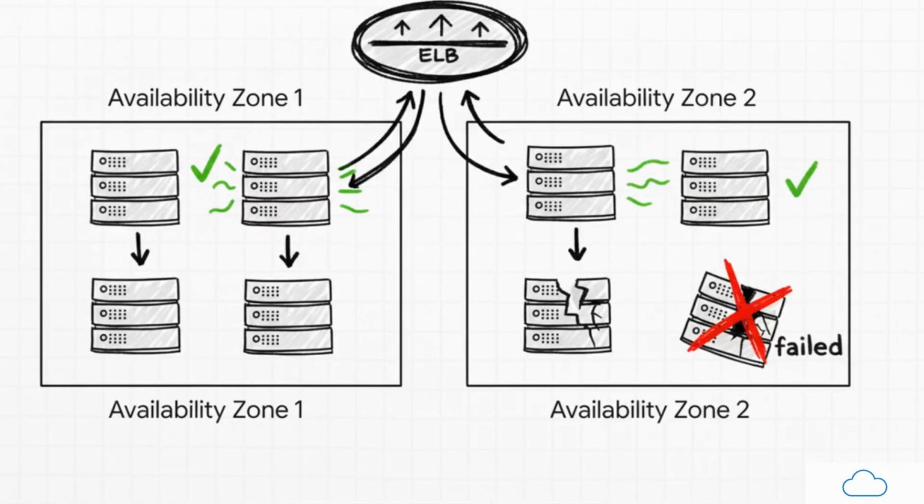And here's the key part for your exam. The ELB gives you resilience by spreading traffic across multiple physical data centers, what AWS calls availability zones. It's always running health checks, and if a server goes down, the ELB automatically, instantly stops sending traffic to it. That right there, automatic recovery, is a huge theme on this exam.